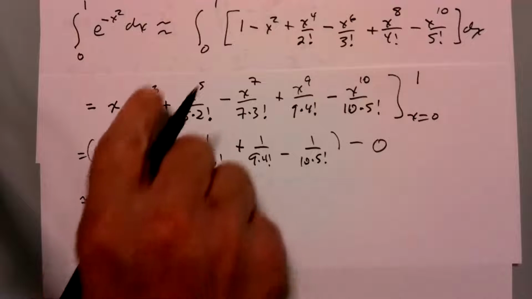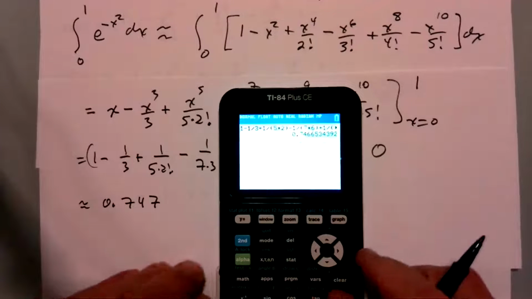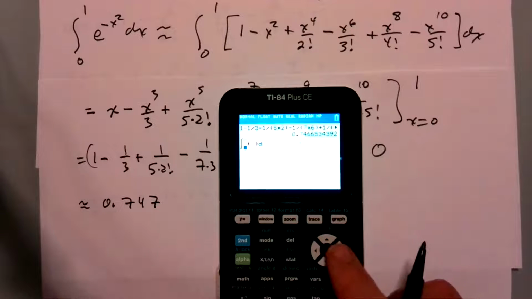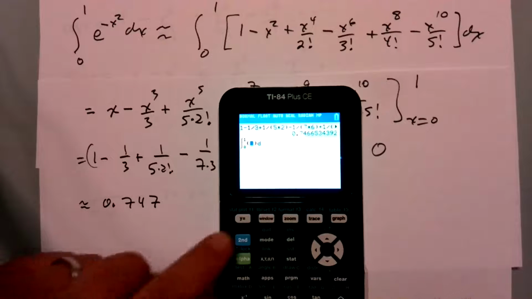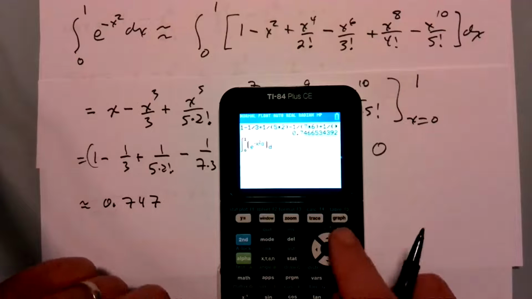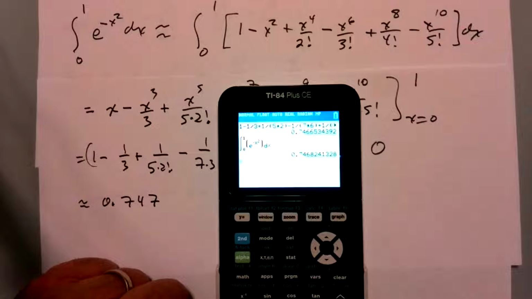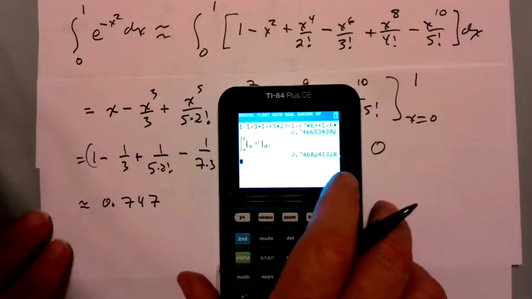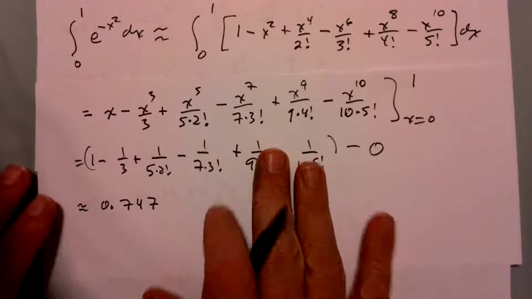But remember, the question was the integral from 0 to 1 of e to the negative x squared. So let me go ahead and ask the calculator to do that. Integral from 0 to 1 of e to the negative x squared with respect to x. Are we in the same ballpark? 0.7468, 0.7466, I'd say that's pretty good. So we have a decent numerical approximation for that integral by using the Taylor series that we developed in our last lesson.